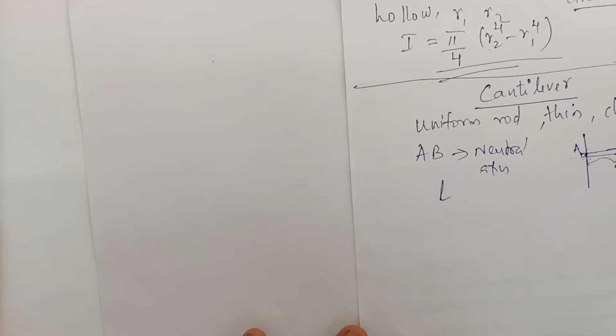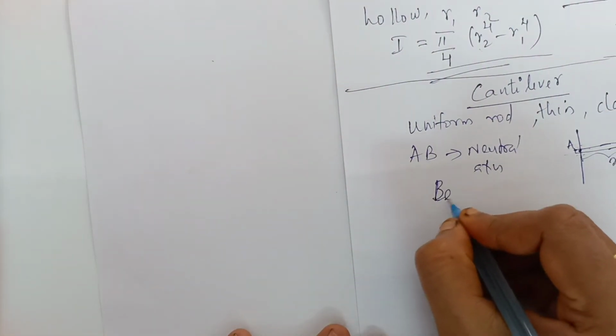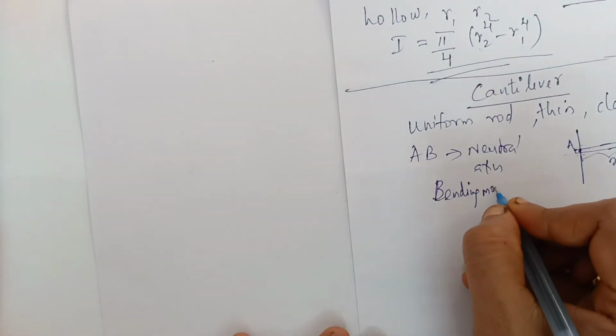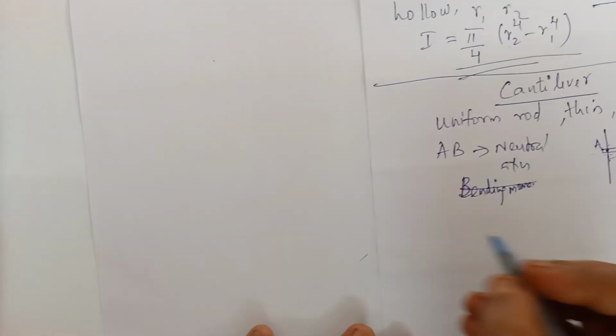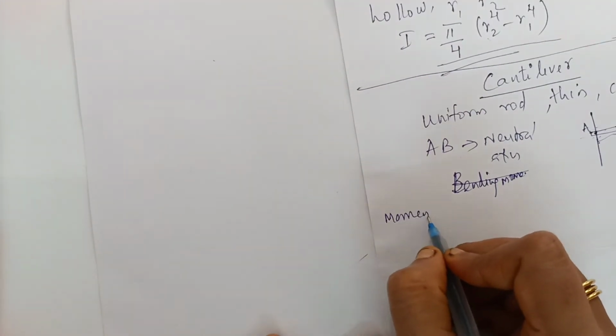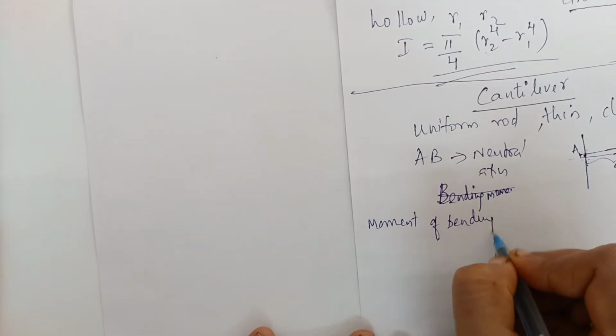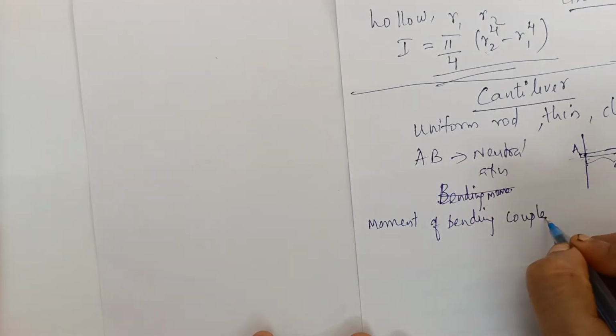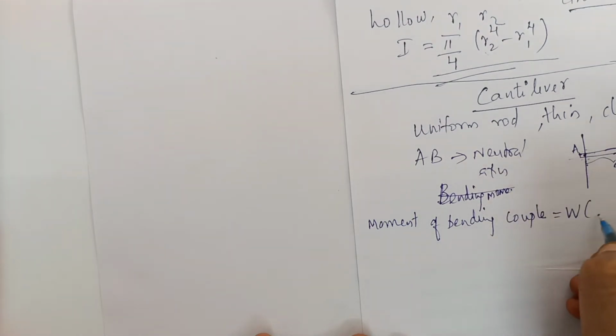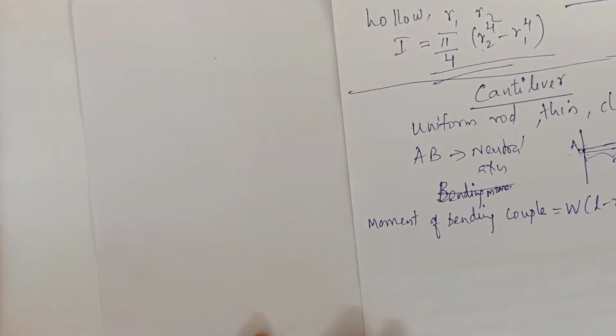It will be bending, or we'll write, moment of bending couple. Moment of bending couple due to the load W is equal to W into L minus x. See, now the cantilever is in equilibrium. What does equilibrium mean? The bending couple must be balanced with the restoring couple, or the bending moment must be balanced, right?